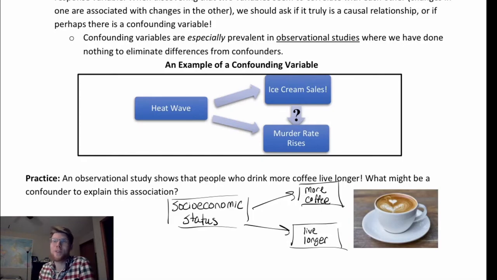But observational studies are really hard to pick apart when we have possible confounders. They're not really well designed to make that causal connection confidently.